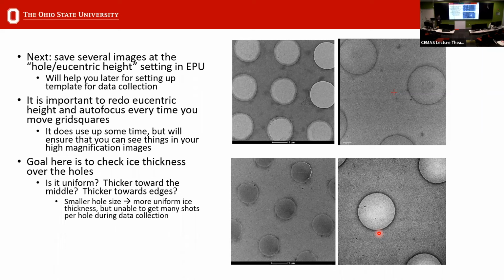Versus the R1.2/1.3, they have a smaller hole. It's easy to get uniform ice, but the data collection can be a little bit slower because you're often limited to 2 shots per hole, or in some cases, only 1 shot per hole.